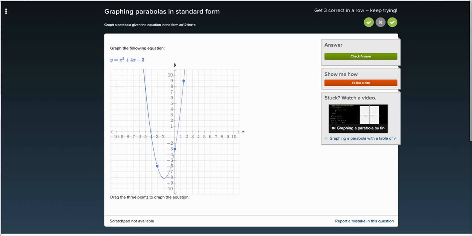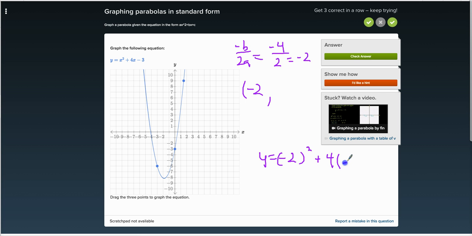What your normal move would be is to find the vertex first. So you just do negative b over 2a: negative 4 over 2 times 1, which is negative 2. That's the x component of your vertex, the axis of symmetry, right there. For your y value, you just plug negative 2 into the equation. So 4 minus 8 minus 3, which gives you negative 7.